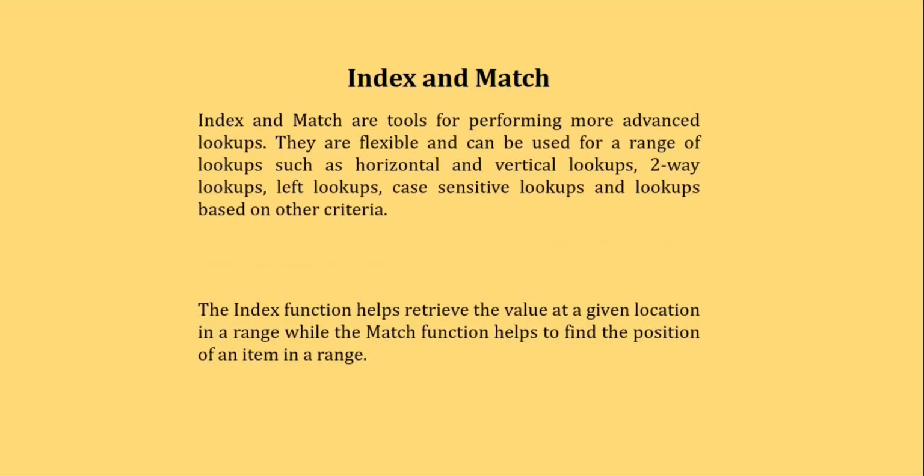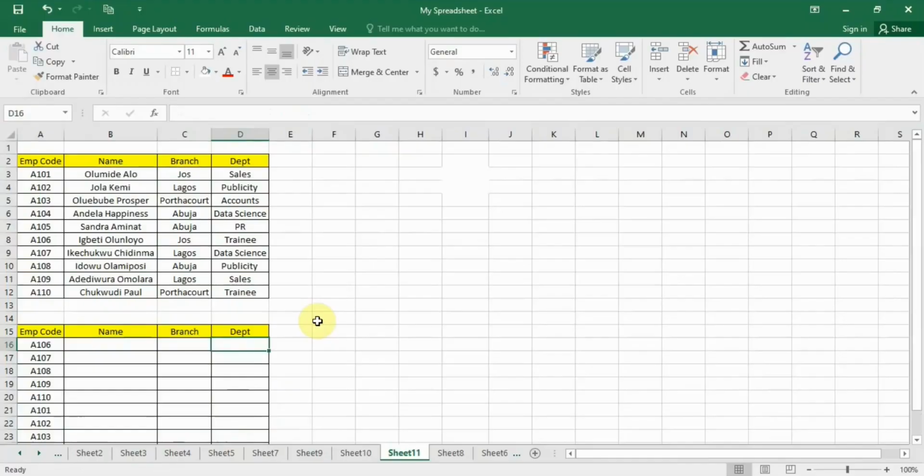Match function dey designed for just one purpose: to find the position of an item in a range. For the 36 states example wey I just give, we fit use match function to get the position of a particular state in the list of states wey we don arrange in alphabetical order. So make we see how we fit apply index and match functions in Microsoft Excel.